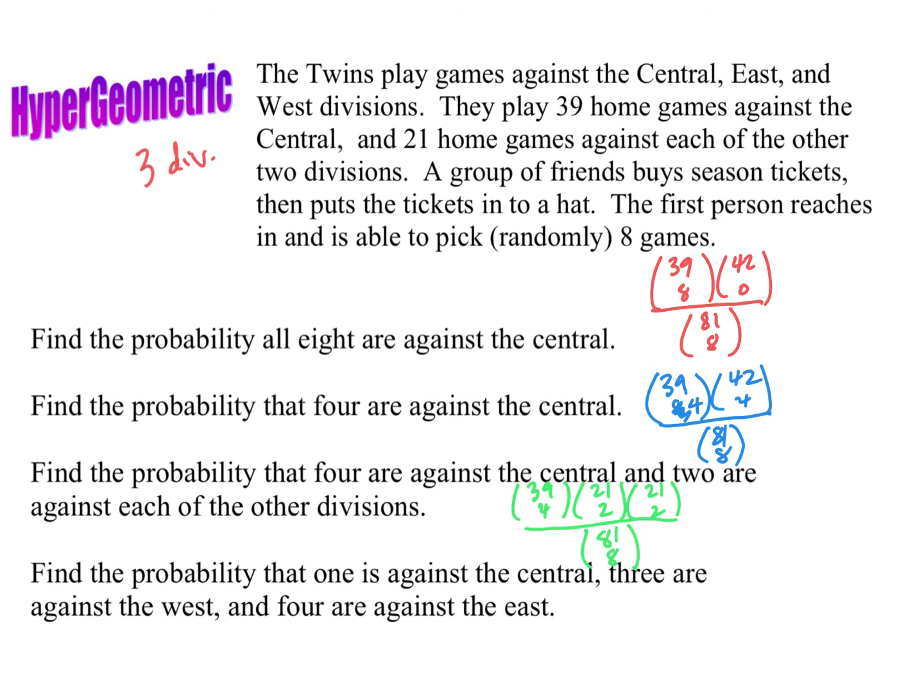Okay, so we got 39 and 1. 3 against the West, so 21 games, 3. And 4 against the East, so 21 and 4. Our luck would probably be against the Yankees. And 81 and 8. Like that.